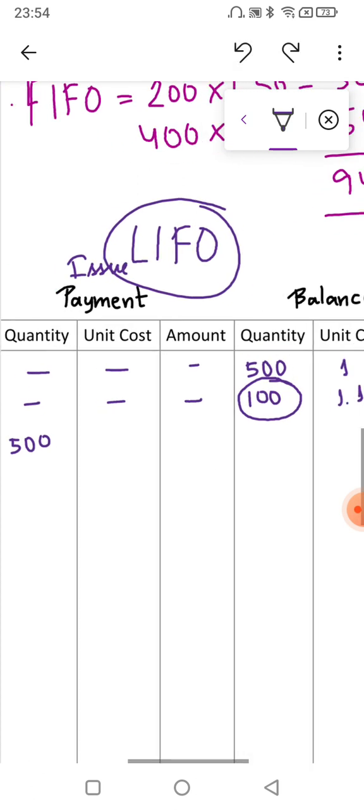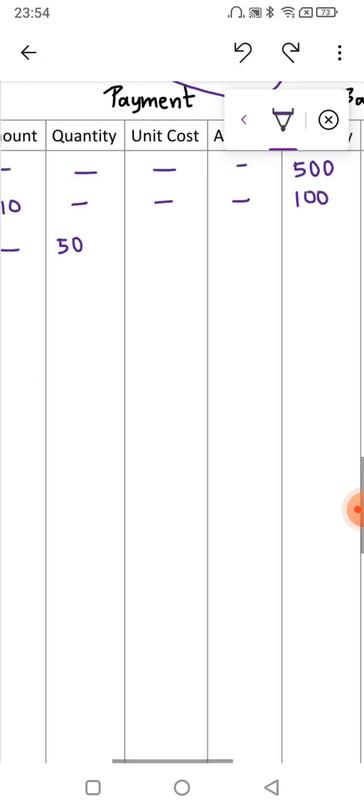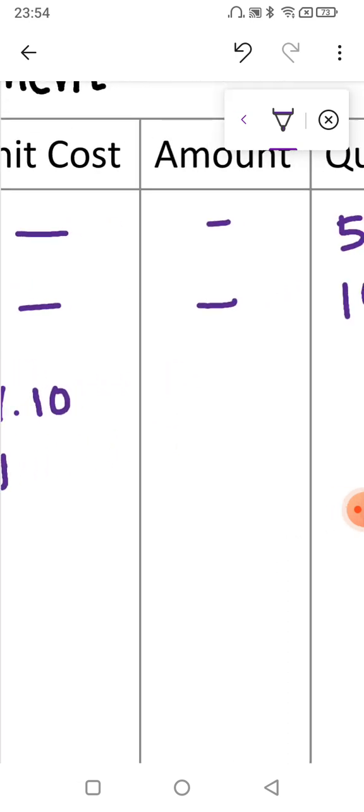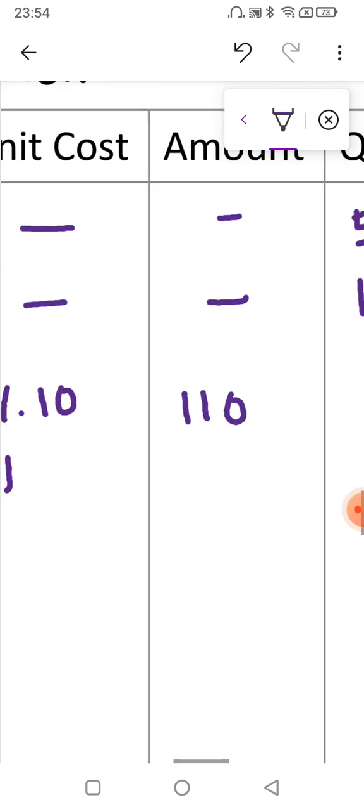So we are going to split this 500 that we had written into two parts, where the first part will be of the latest stock that we have of 100 and the remaining 400 from the previous stock. So 100 will be for 1.10, that is the latest rate, and the previous one will be 1 rupee. So we get amount 110 and here we get 400.